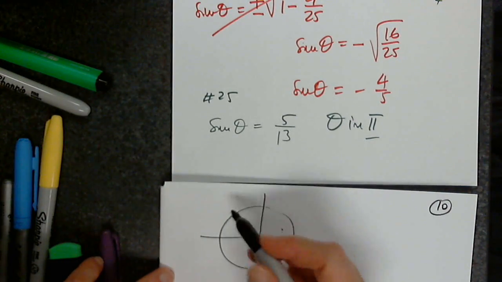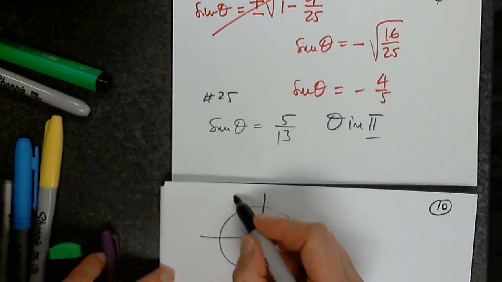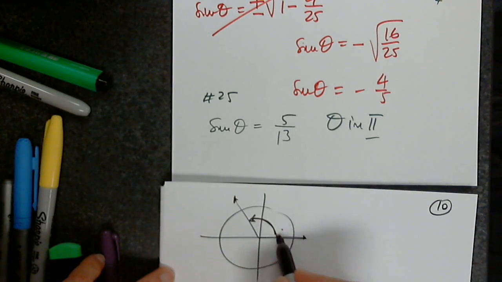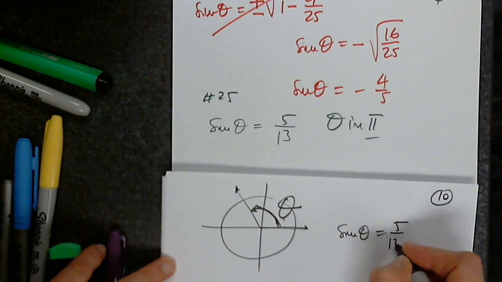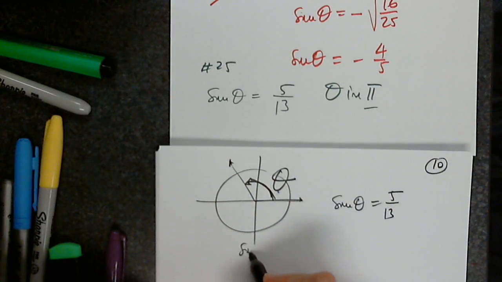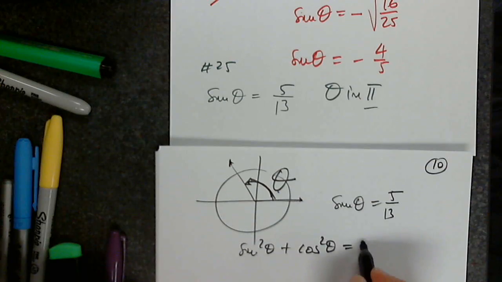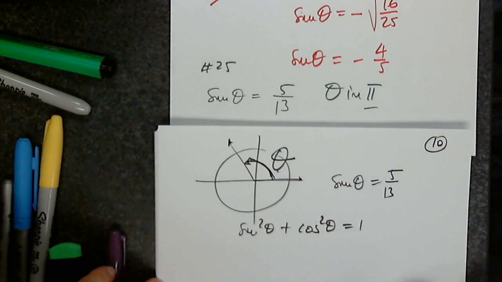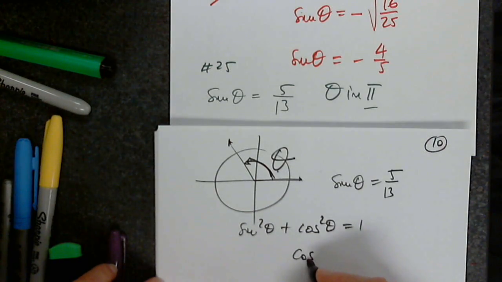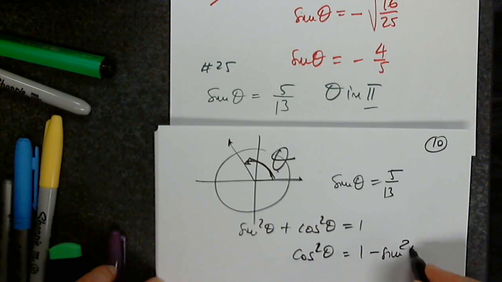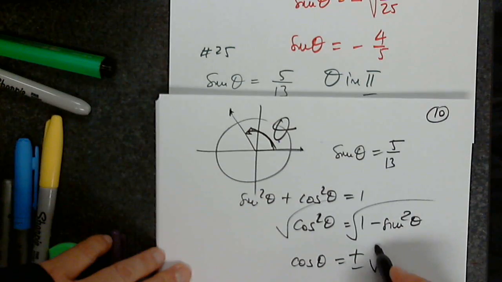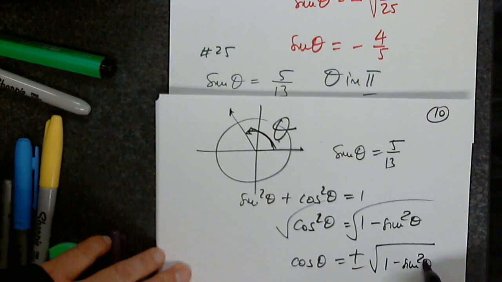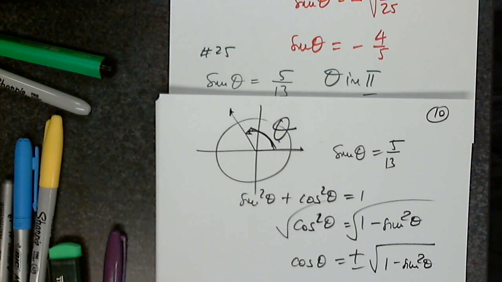So I know that the angle is in the second quadrant, wherever. I don't care where. But the terminal side is in the second quadrant. So this is the angle theta. And I know that sine theta equals 5 over 13. And I know that sine squared theta plus cosine squared theta equals 1. From here, I want to find cosine. Right. So I have cosine squared equals 1 minus sine squared. I take the square root from both sides. I write plus or minus, but I know that only one can happen because cosine cannot be plus or minus in one particular quadrant. It's either plus or minus.